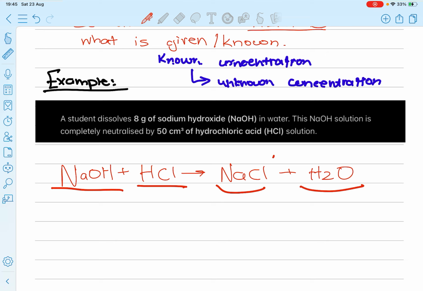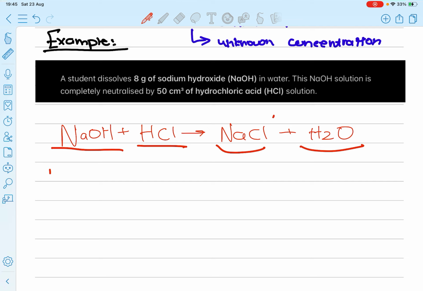So there's a lot of information they're actually giving us here. They're telling us the mass, 8 grams, and then they're telling us the volume here is 50 cubic centimeters. But before you guys even continue any further, I said, please, please, please make sure to convert your volume to cubic decimeters. So our volume will be 50 times 10 to the power of negative 3 cubic decimeters.